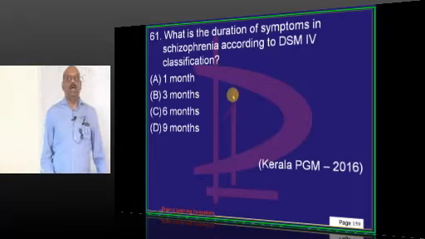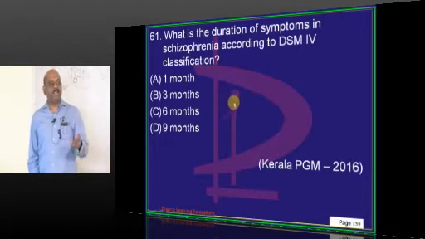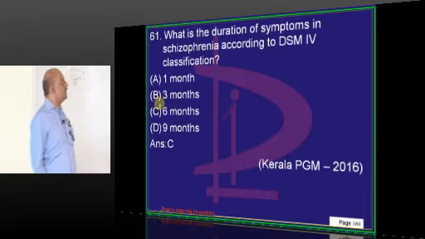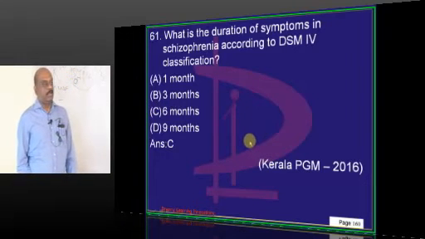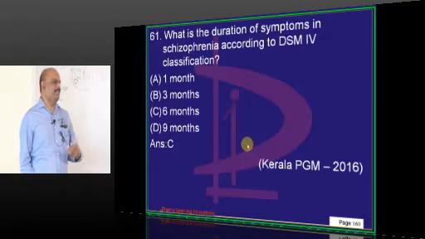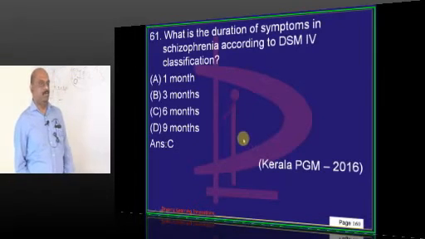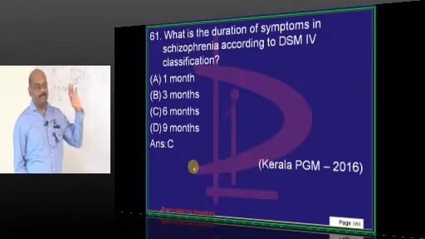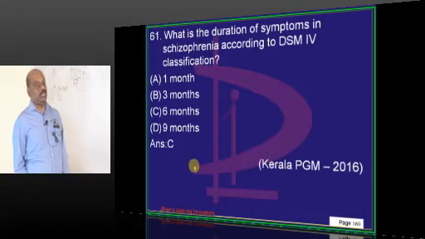Then, how long you are mad? According to the psychiatry textbook, it is a true madness. More than 6 months. Right? So, schizophreniform disorder versus schizophrenia. How do you differentiate? This is one of the favorite questions. No way you can answer wrong. How many answered wrong? So, you should take care.